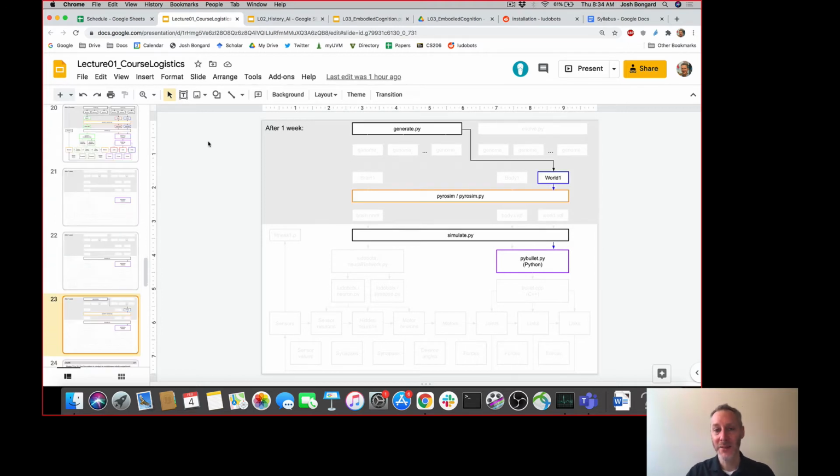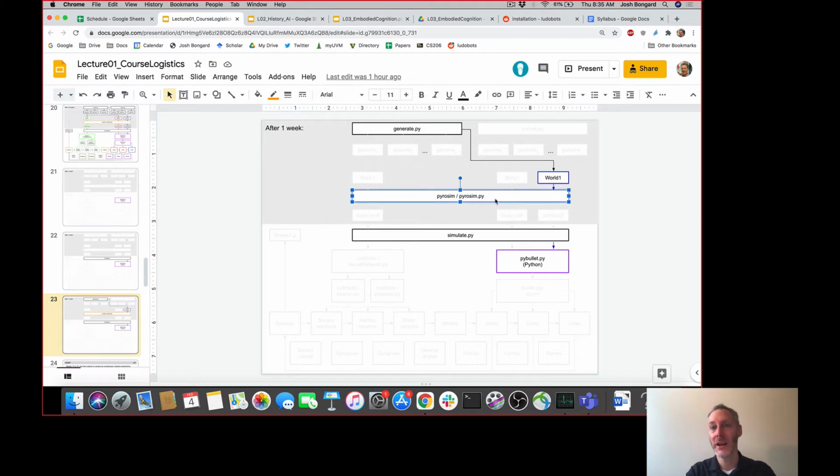You'll then create a second Python program called Generate, and Generate will generate physics-based, but virtual objects to populate your world. So objects, not to be confused with objects from object-oriented programming. So cubes and spheres and cylinders will be generated eventually by generate.py, which will become your world.